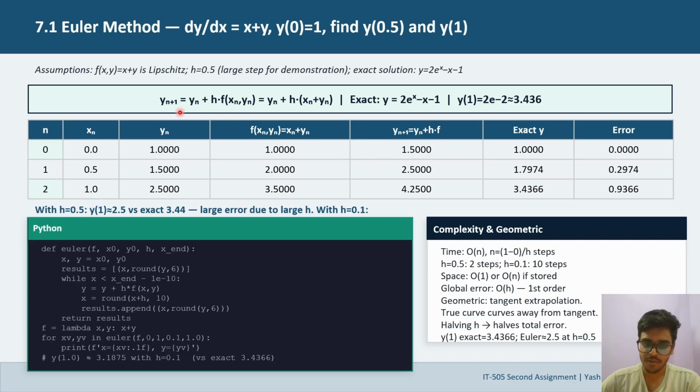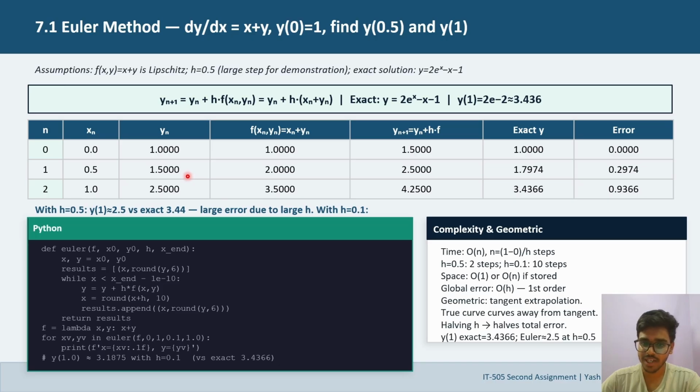Euler's method. First is Euler's method, which is the simplest numerical ODE solver. The idea is very straightforward. We move step by step using the slope of the tangent line. The formula is pronounced as y(n+1) equals yn plus h times f of xn comma yn. Here h is the step size, so basically current value plus step size times slope gives the next value.